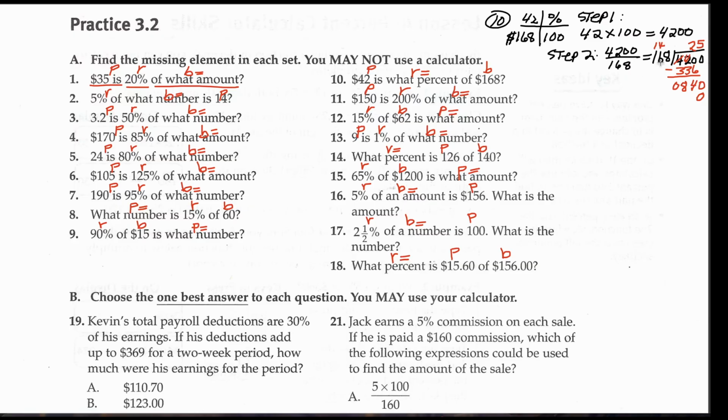5 times 6 is 30. Plus the 4 is 34. Carry a 3. 5 times 1 is 5, plus 3 makes 8. Okay, subtract, I have 0. So what is the 25 that I get here? The 25 here is the rate, isn't it? You see, the rate is unknown. So put 25 right here. So that is going to be 25%.